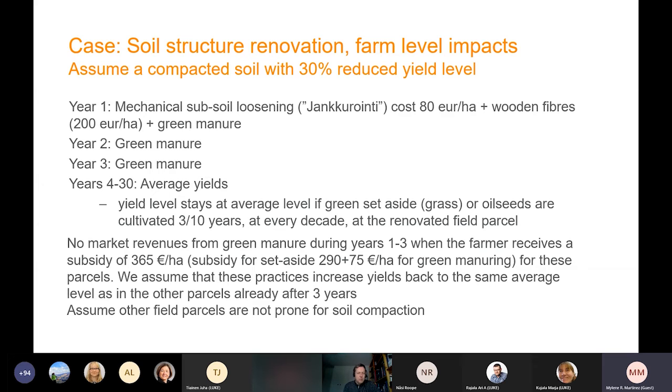get the lost money back, so that it's easy to not care about compacted soil, do nothing, and just cultivate something, but don't make the investment. So if a farmer has no money or market demand is weak, then some farmers may accept compacted soil. But if a farmer has, for example, some field parcels like this, maybe other field parcels are not so prone to soil compaction.